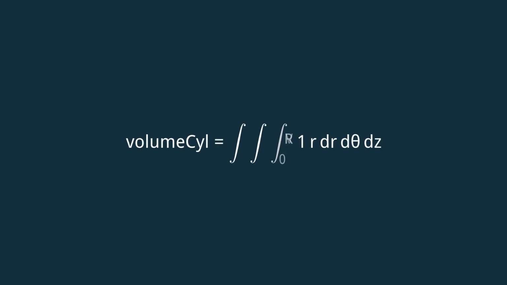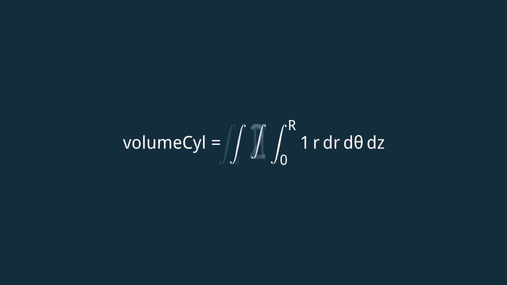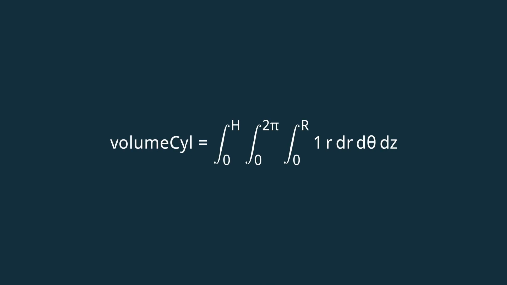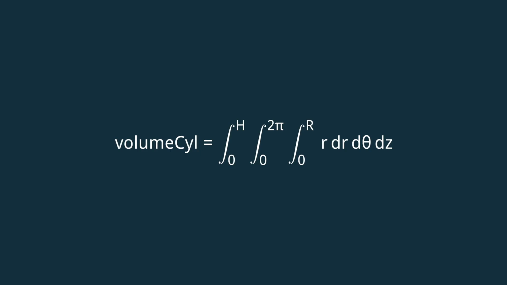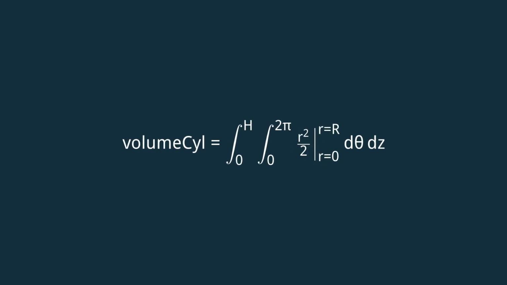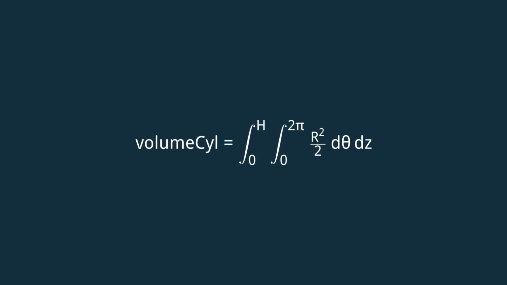For r, the radius goes from 0 to R, our big radius. The angle of theta goes from 0 to 2 pi to create a complete circle. And our z goes from 0 to h, the height of our cylinder. Now, we can ignore the 1 because it multiplies through. Then let's integrate r. The integral of r is r squared over 2. If we evaluate this at r equals big R and r equals 0, we get R squared over 2 minus 0, which can be simplified to R squared over 2.